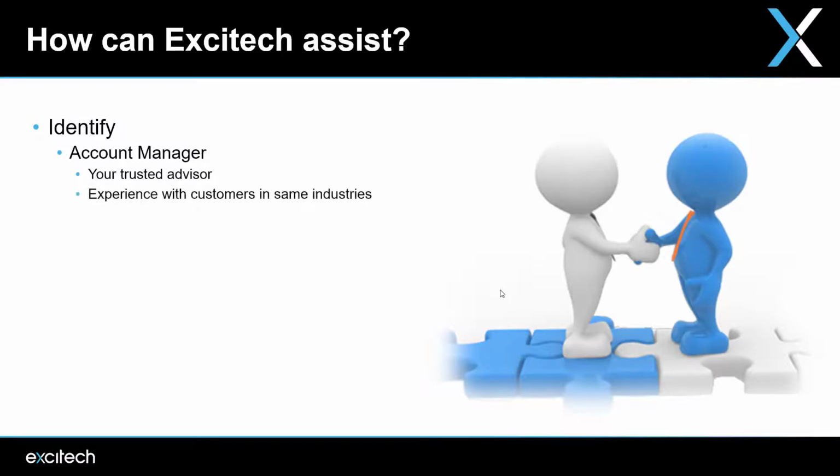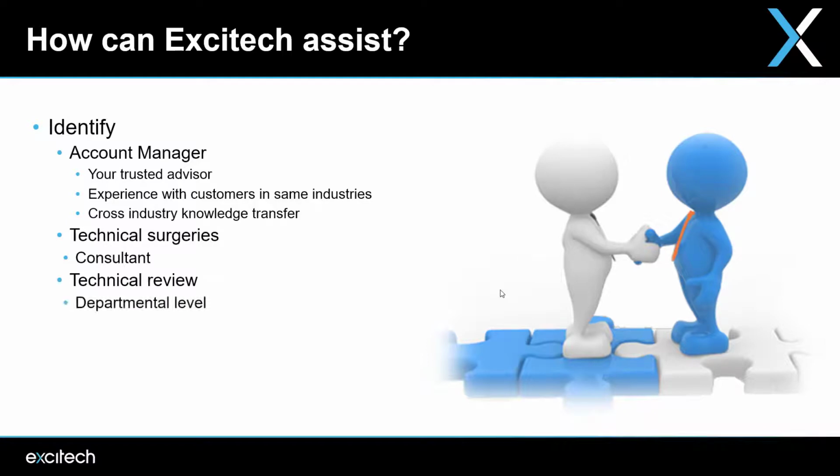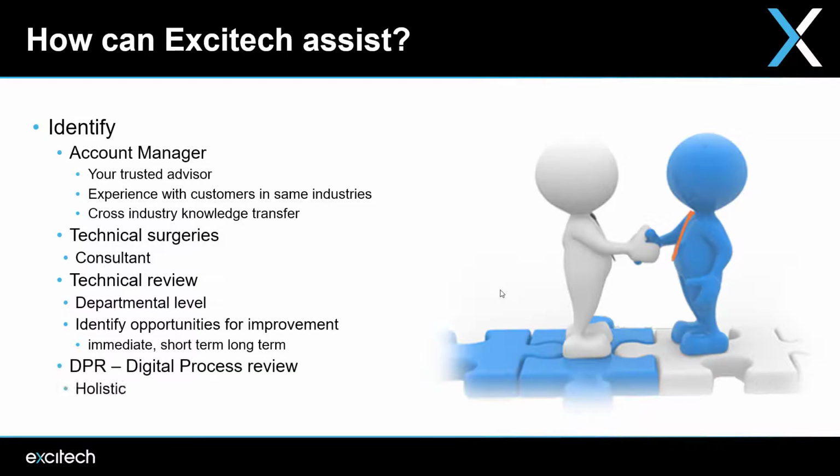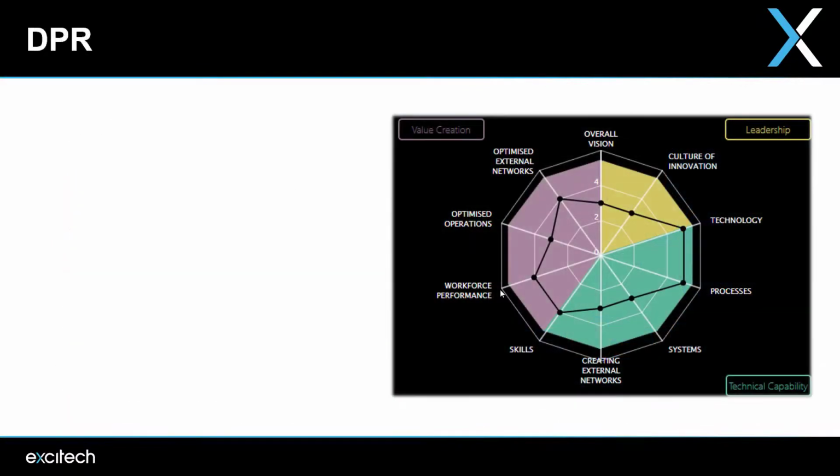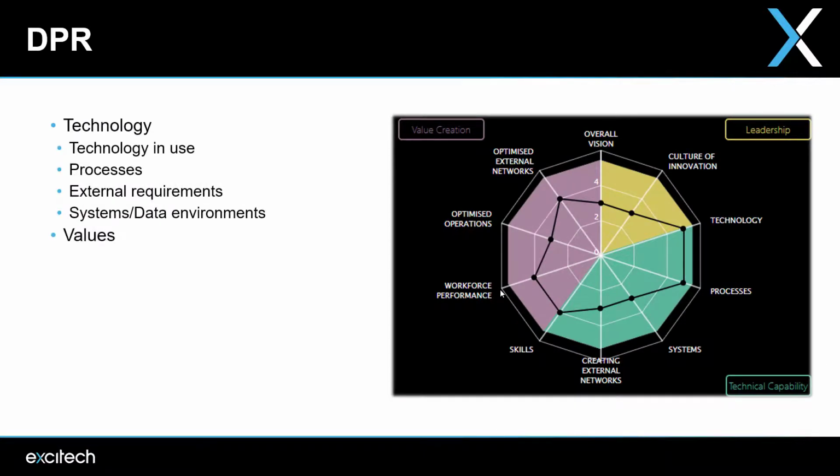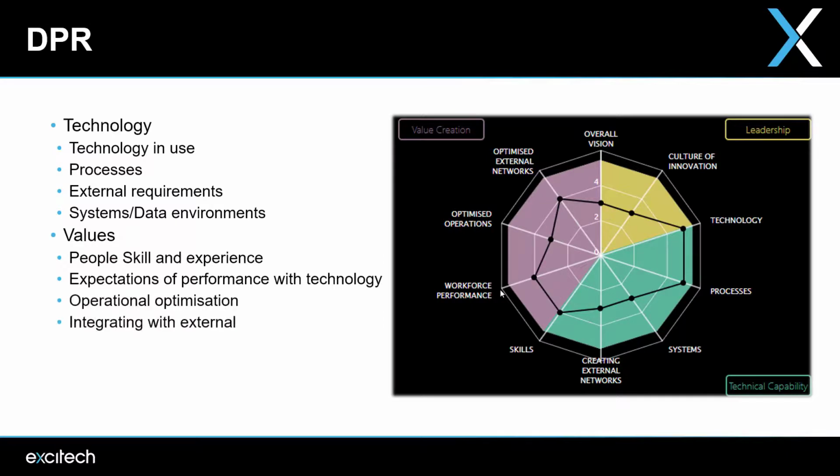At Excitech, we can provide assistance in identifying opportunities for improvement and implementing those changes, whether that's through account managers, one-to-one surgeries, departmental technical reviews, or at a business-wide level. We offer a complete digital process review to give a high-level view of the digital maturity of the business, along with identified opportunities for improvement that can bring radical benefits to the overall business. Primarily focusing on the technological aspects around systems, collaboration and data, but also the business goals and objectives and the cultural aspects around technology adoption required to achieve these goals.